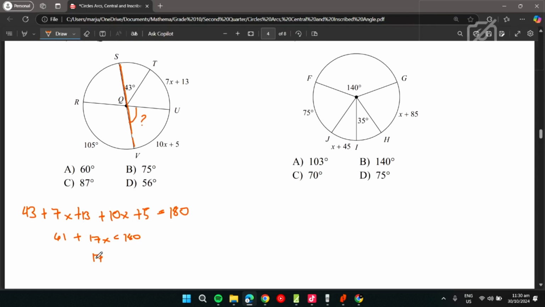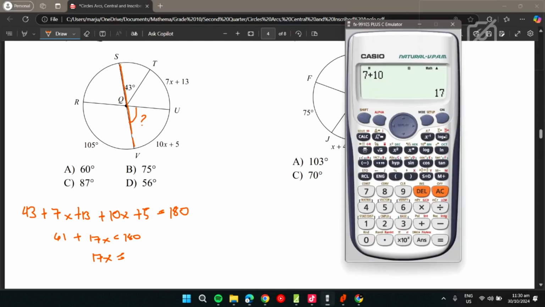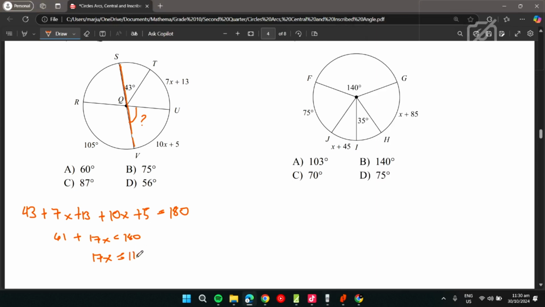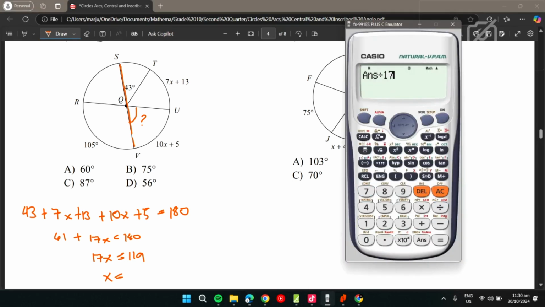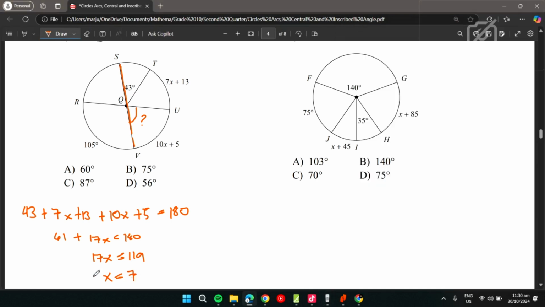And then again, solve for x. So, 17x equals 180 minus 61. 180 minus 61, that gives you 119. So, yung x natin will be what? Divided by 17, 7. So, again, we are not yet done. Ang hinahanap is yung actual value. So, this is now 10x, yung x is 7, plus 5. So, 10 times 7, that is 70. Plus 5, this is 75 degrees. Anong letter? Letter B. Okay?